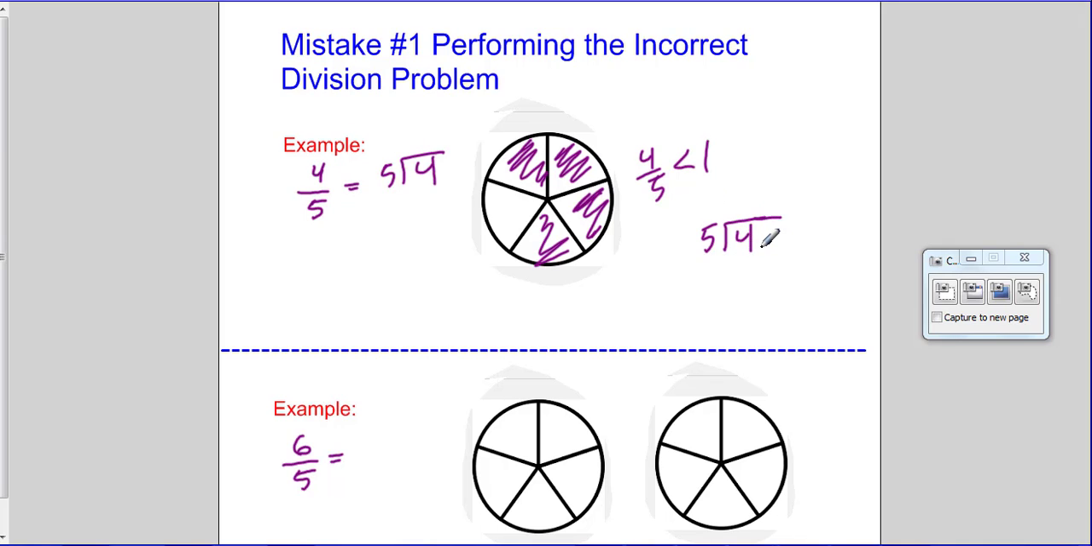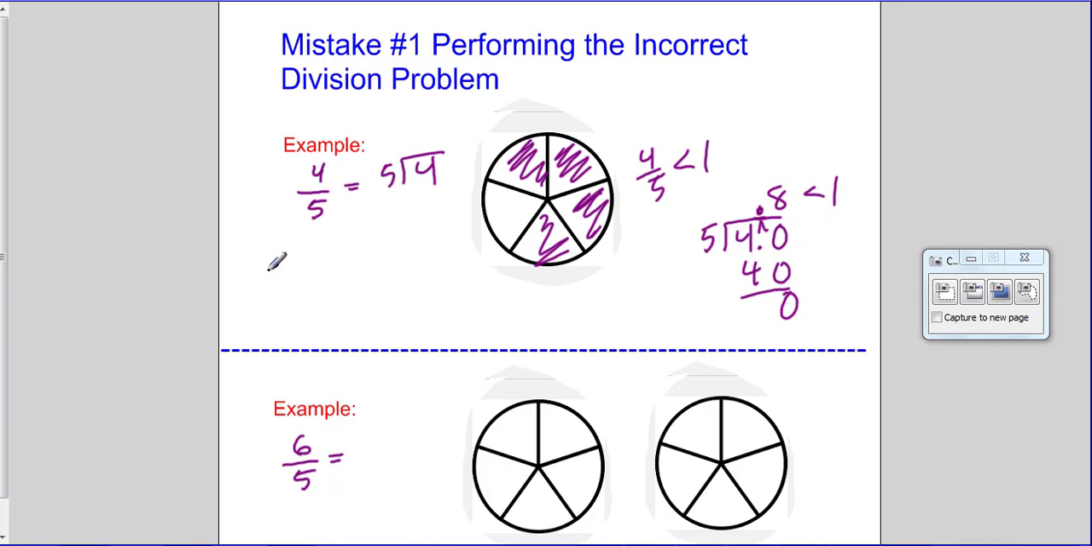So what I do here is 5 into 4, add a decimal point and a 0. Bring the decimal point straight up. 5 goes into 40 8 times. 8 times 5 is 40. So we get 0.8, and 0.8 is 8/10, which is less than 1.